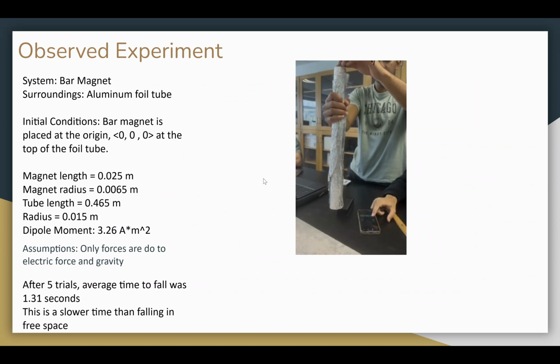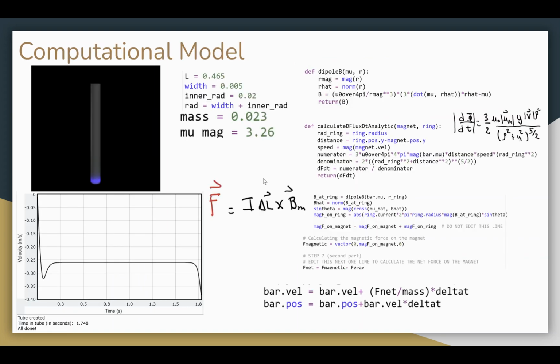So the magnet length is 0.025 meters, the radius is 0.0065 meters, the tube length is 0.465 meters, the radius is 0.015 meters, and the dipole moment is 3.26 amps meters squared, and I calculated that back in Lab 4. And the assumption is that the only forces are due to electric force and gravity. And after 5 trials, the average time to fall was 1.31 seconds, and this is a slower pace than falling in free space.